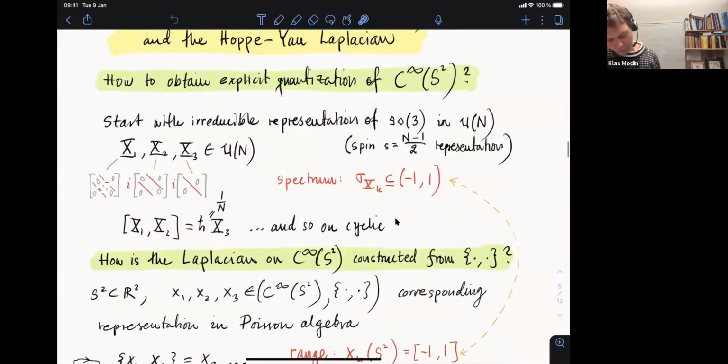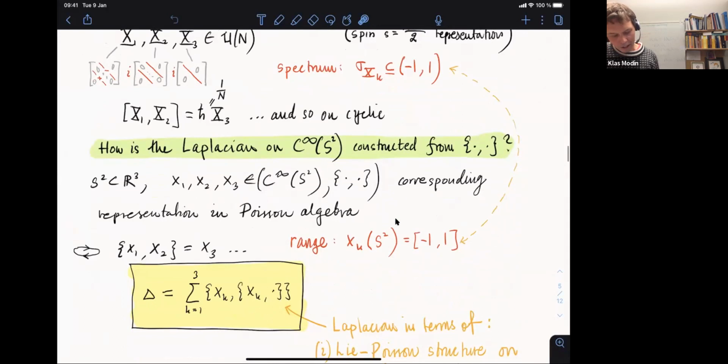Now, once we have this representation, we can ask: is there a way to construct the Laplacian on the infinite dimensional space from the Poisson structure on S2? And there is such a way.